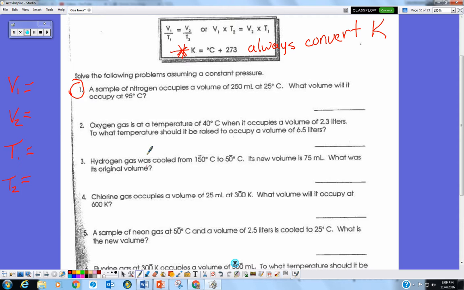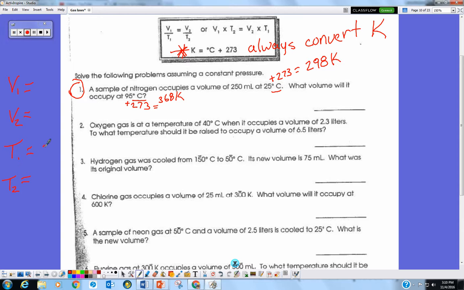So a sample of nitrogen occupies a volume of 250 milliliters at 25 degrees Celsius. What volume will it occupy at 95 degrees Celsius? First thing I see is that I have my temperatures in degrees Celsius. So let's go ahead, convert those to Kelvin by adding 273 to each one, and get our units there. When we do our conversions, we see that we really have 298 K.